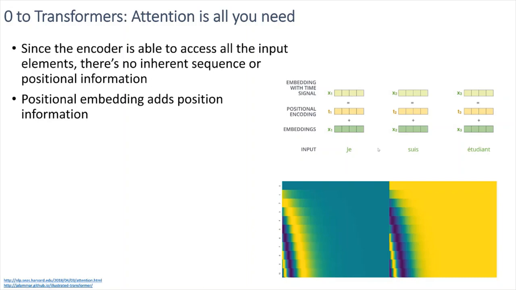So in this case, it's "je suis étudiant." The encoding of "je" appearing in the first position in the input sequence will be different from the encoding of "je" appearing in the second or third position in the input sequence. And so they had a scheme, unlike the input embedding that is learned, the position embedding is hardwired. This is an example of a position embedding.